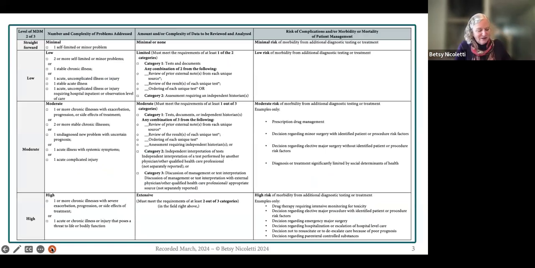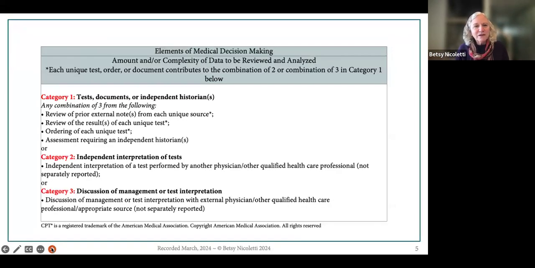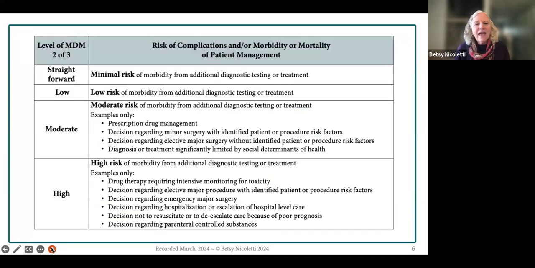So let's just do a 30-second review. If we're using medical decision-making to select the code, we have 4 levels of medical decision-making. We have 3 elements, and we need 2 of those 3 elements to select the level of service. The first element relates to the condition itself and any risk to that condition itself. The second element relates to the amount and/or complexity of data ordered, reviewed, or analyzed. And the third relates to the morbidity or mortality, the risk of morbidity or dying from additional diagnostic testing or treatment.